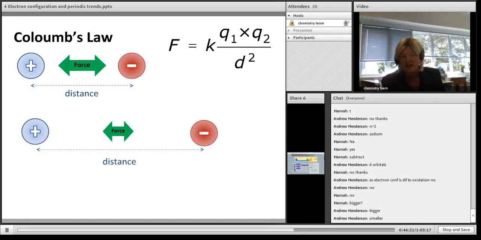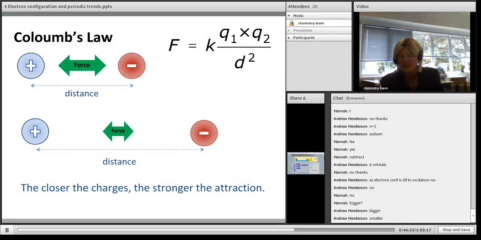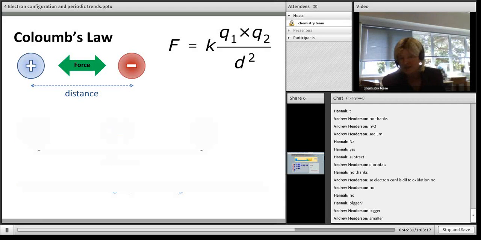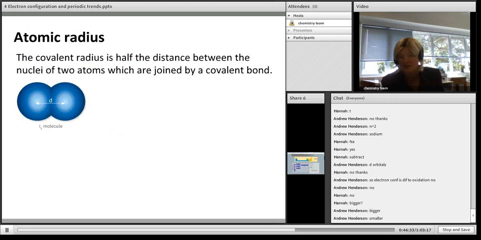Okay? And the other option is, of course, the further the nucleus is from the valence electrons, the weaker the attraction. Or the way I've written there, the closer the charges are together, the stronger the attraction.